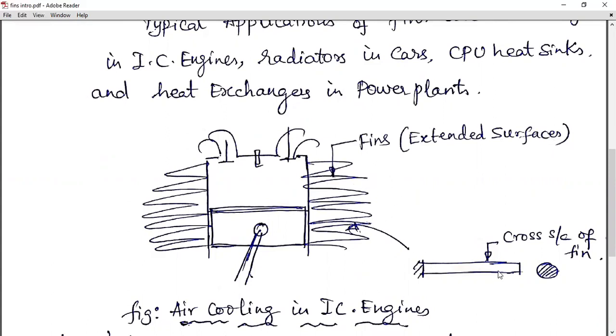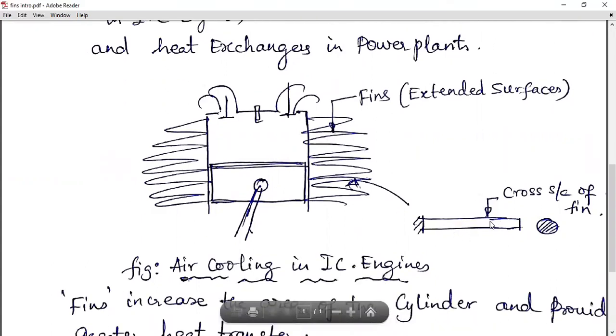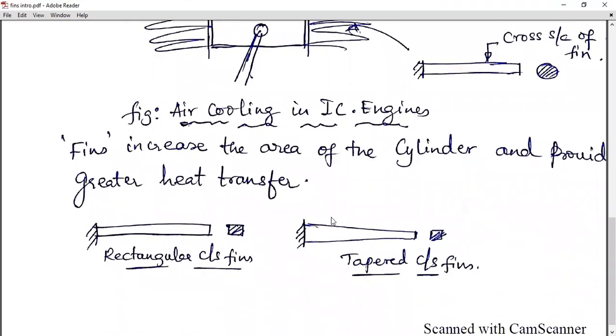The cross section of the fins generally comes as rectangular, trapezoidal, and circular. Here is a circular cross section, shown symbolically. As I said, fins increase the area of the cylinder and provide a greater heat transfer effect. You have rectangular cross-section fins, tapered cross-section fins, and perforated fins with different kinds of perforation. A lot of research has been happening in the area of fins to improve the heat transfer rate and dissipate the heat, especially in electronic circuitry cooling systems.